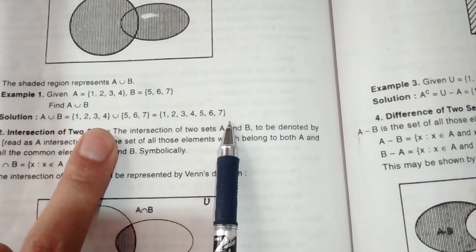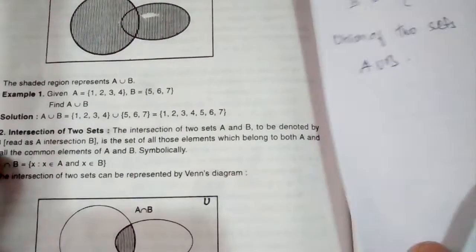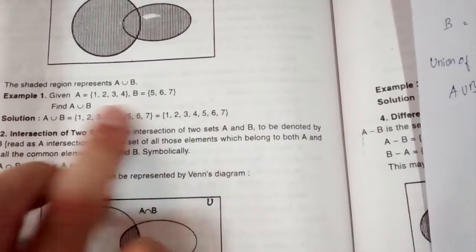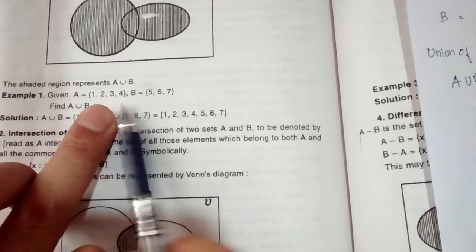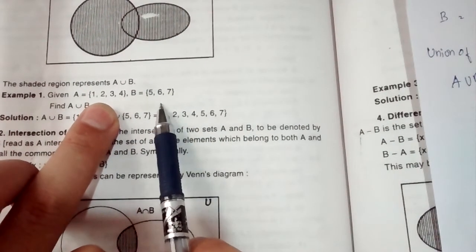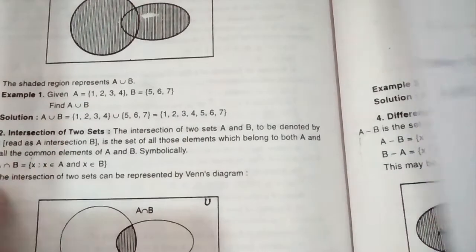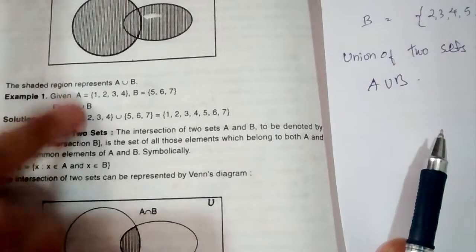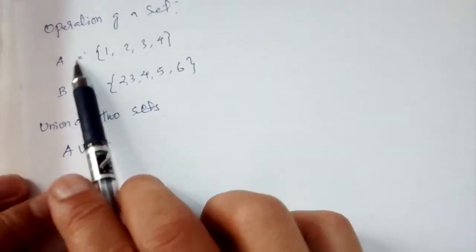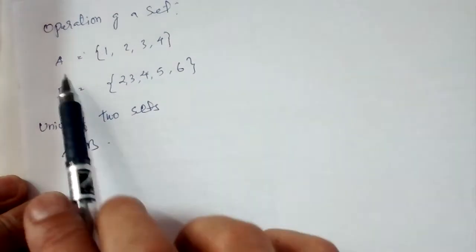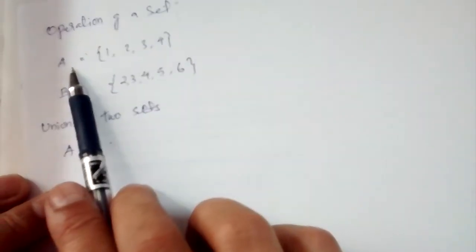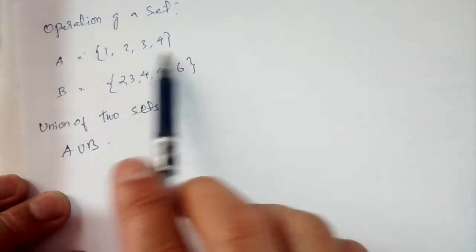Now, this is an example of a disjoint set, right? Both the sets do not contain any element which is similar. Sometimes it may not be like this. So let's take an example like this. Let's say set A is given as 1, 2, 3, 4 and set B is given as 2, 3, 4, 5, 6.